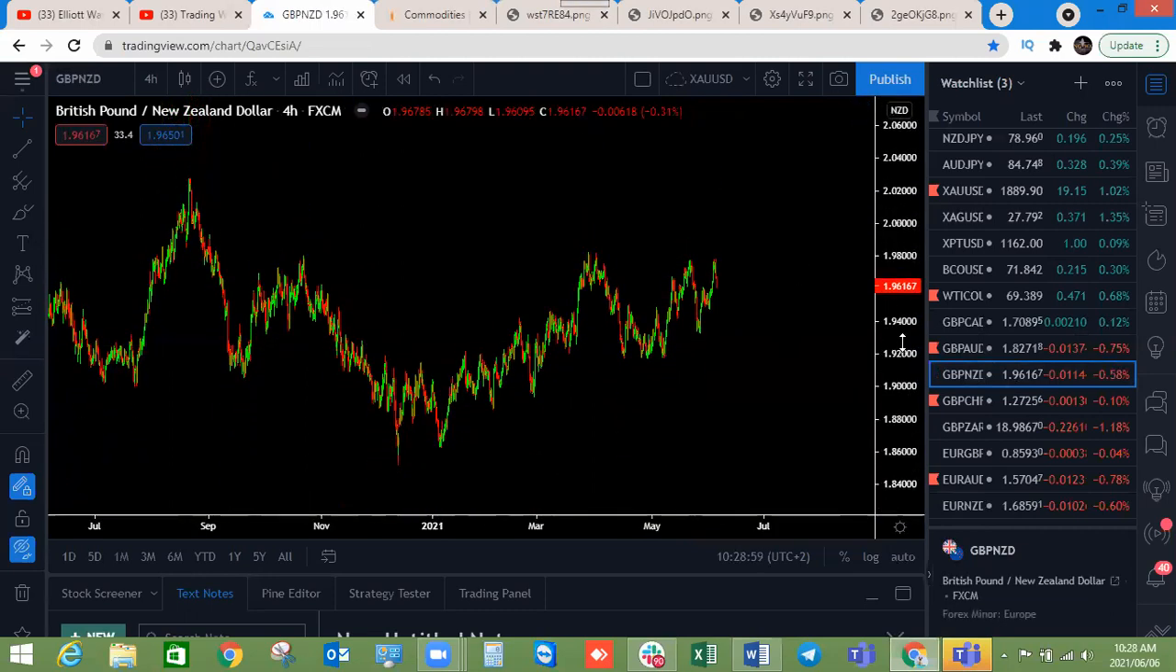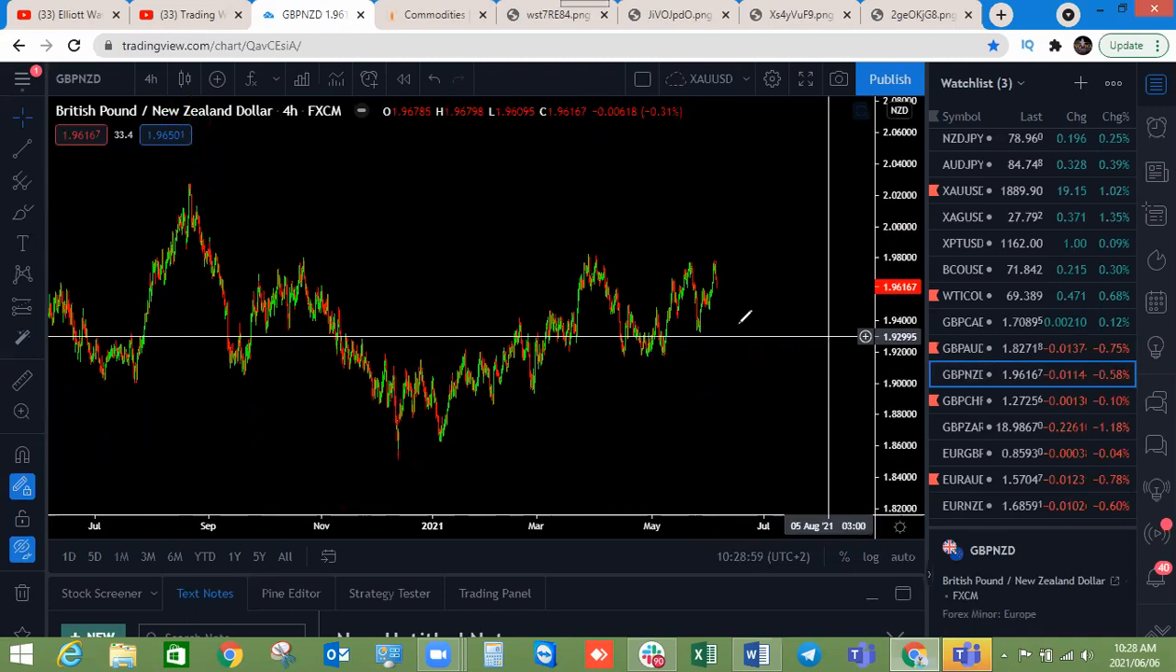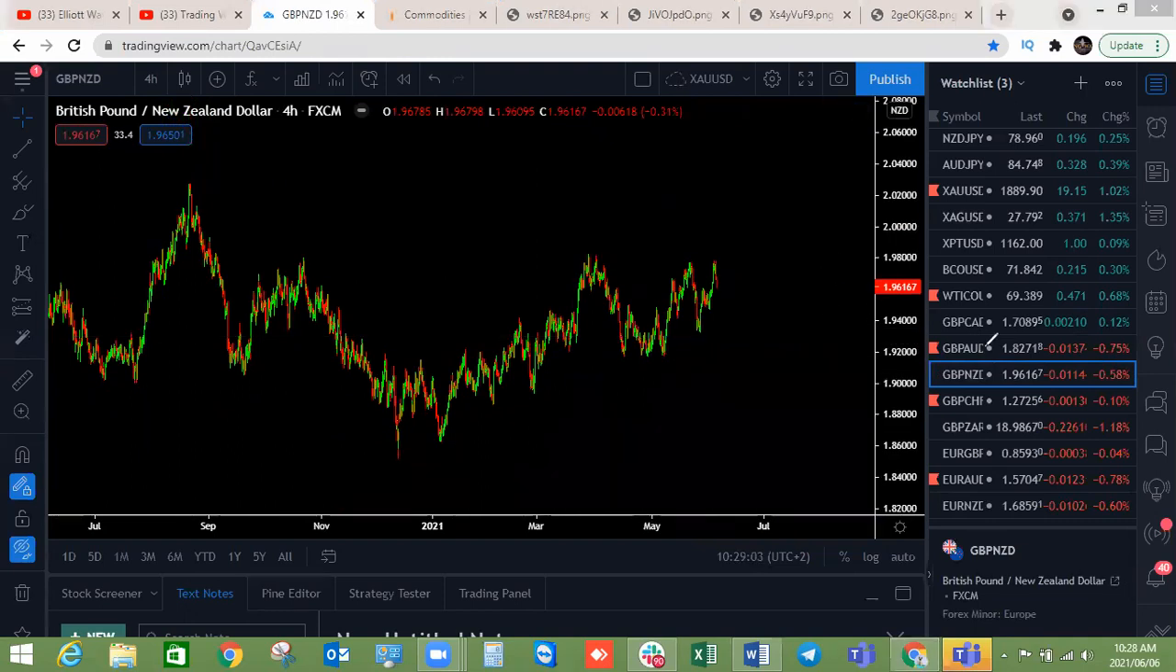New Zealand is a little bit tricky, not showing complete downside. That's the reason why we are focusing only on 50% on pound AUD and not focusing all the way down, because of how New Zealand is playing out.